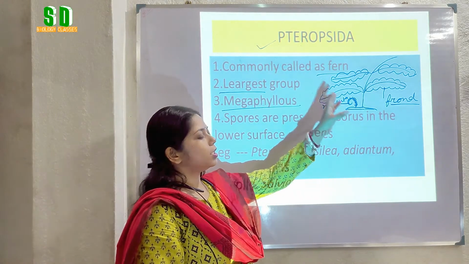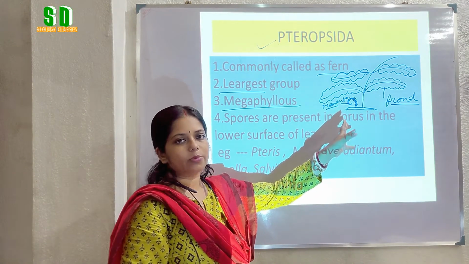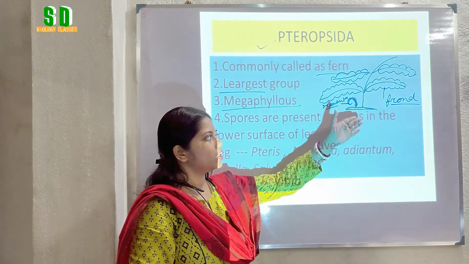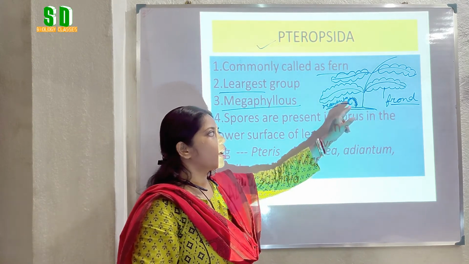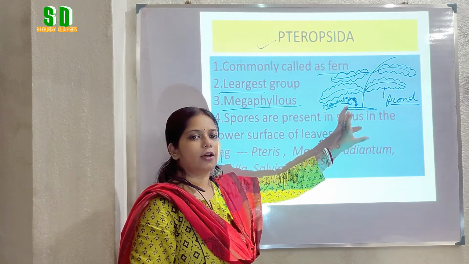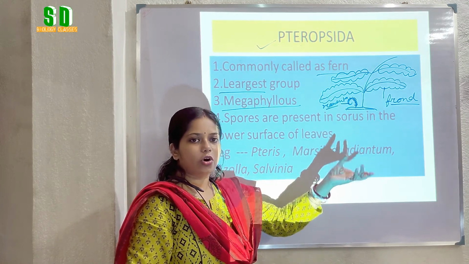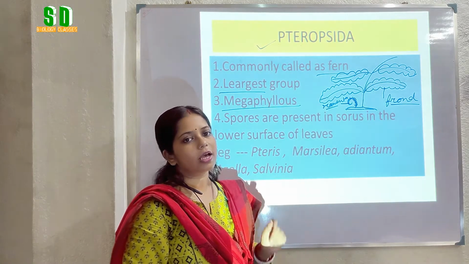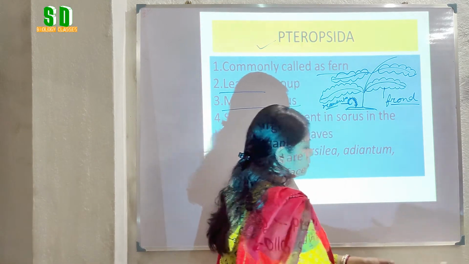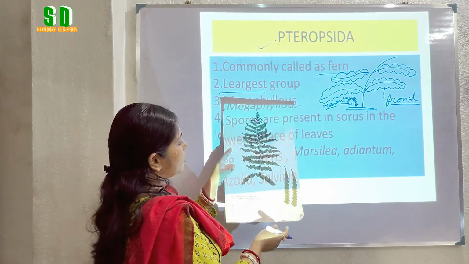So they have megaphyllous type of leaves. Leaves are mostly pinnately compound, and each leaf is called a frond, and the young leaf present on the young stem remains in a coil-like structure. Now I will show you the herbarium sheet of one of the members of Pteropsida.